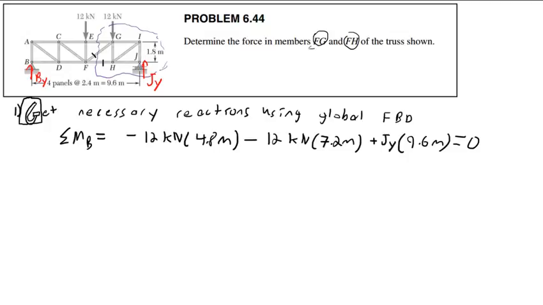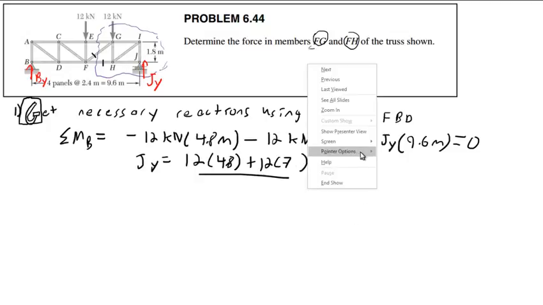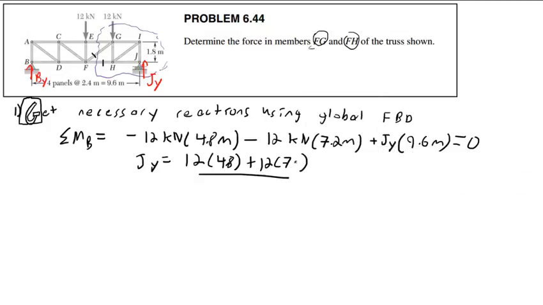Because it's an equilibrium and this is statics class. So finally, JY is equal to 12 times 4.8 plus 12 times 7.2, all over 9.6, which comes to exactly 15 kilonewtons.